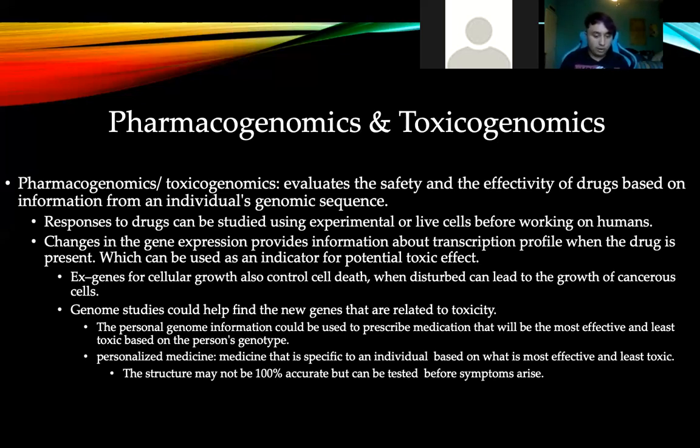The personal genome information could be used to prescribe specific medications that'll be the most effective and least toxic to a person based on their genotype, which leads into personalized medicine. Personalized medicine is medicine that is specific to an individual based on what will be most effective for them and least toxic based on their genotype. These structures may not necessarily be 100% accurate, but they can be tested before any symptoms arise. My apologies. Next slide, please.